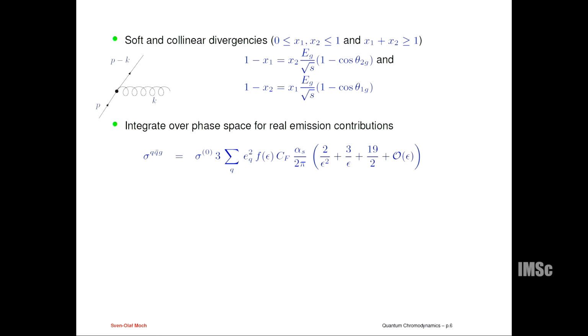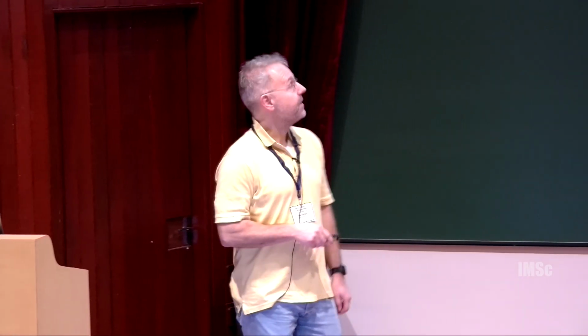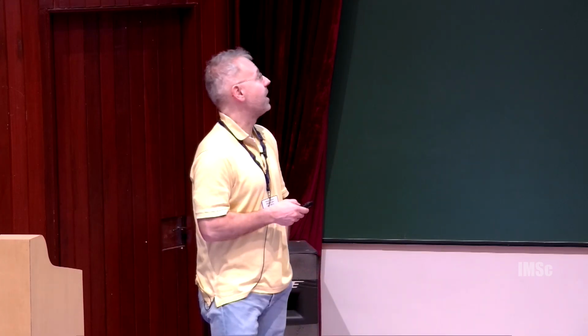Yeah? And I expanded up to the finite piece. I killed all the epsilon terms here. But we see we have a double pole, 2 over epsilon squared. This is basically when we have a soft and collinear singularity, both at the same point. And then we have 3 over epsilon. This is the collinear singularity. And then we have a finite piece.